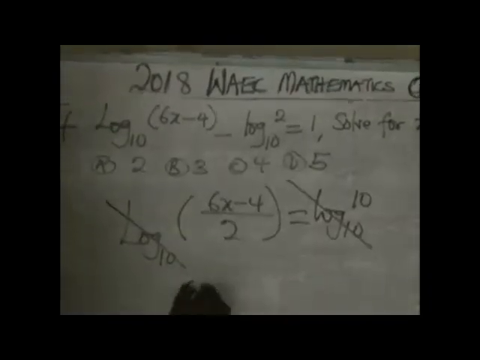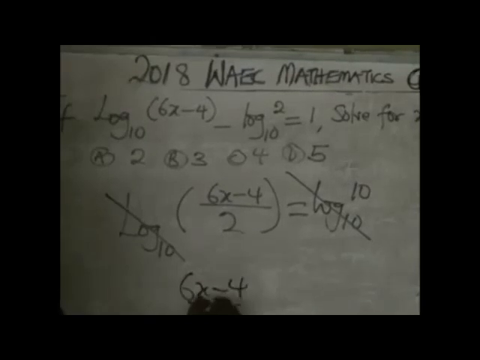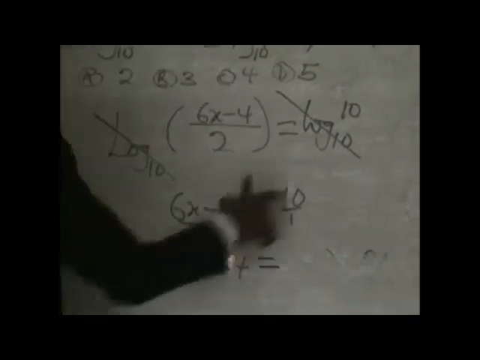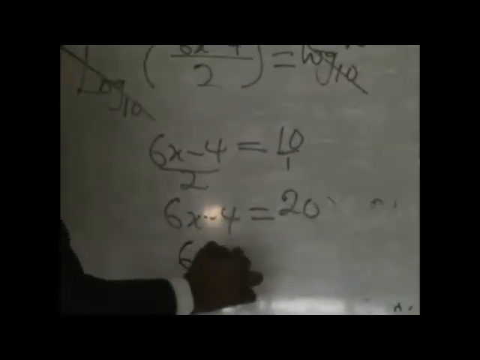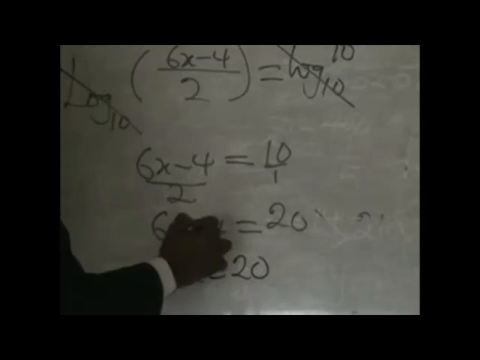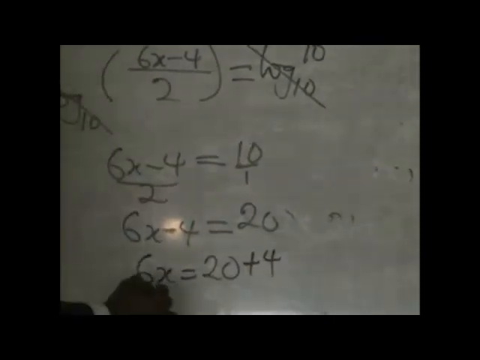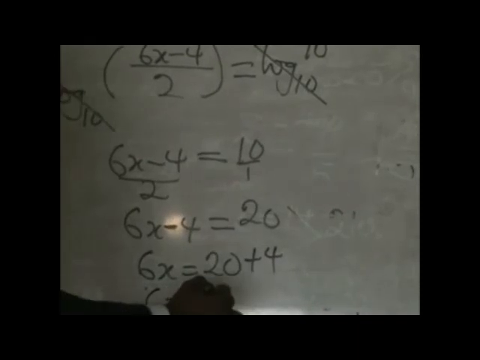So it becomes 6x minus 4 over 2 equals 10. The next thing you do is to cross multiply this expression. This becomes 6x minus 4 times 1, which is 6x minus 4, equal to 2 times 10, which gives you 20. So you collect like terms, it becomes 6x equals 20. By the time a negative crosses the equal sign, it changes to a positive. So this becomes 6x equals 24.